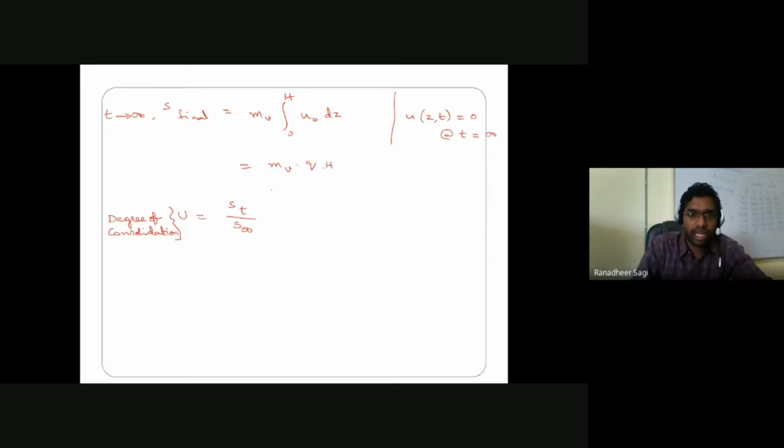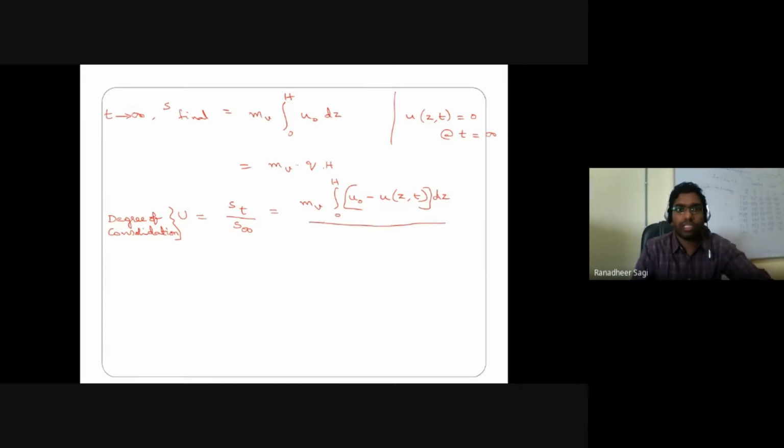So this I can try to further rewrite. The settlement at any time in the soil sample, that particular expression we had, is mv over the limits 0 to H of U naught minus U, as a function varying with depth and time, this total into dz, divided by the final settlement, or the settlement after infinite time. That's nothing but mv into Q into H. So I can cancel out mv from numerator and denominator.